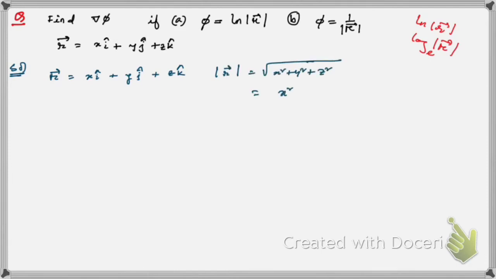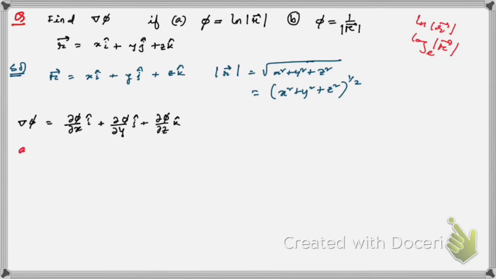That can be written this way: (x² + y² + z²) to the power half, right? So grad φ is given by ∂φ/∂x i cap, ∂φ/∂y j cap, ∂φ/∂z k cap, right? Now for the first one, φ is equal to natural log of the magnitude of vector r, so that's going to be log of (x² + y² + z²) to the power half, right?